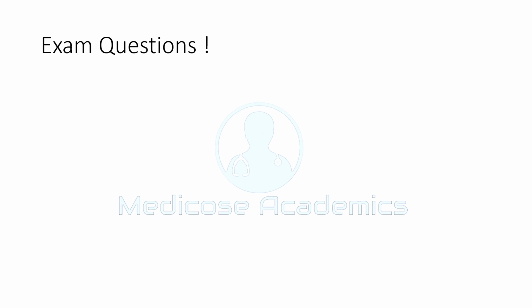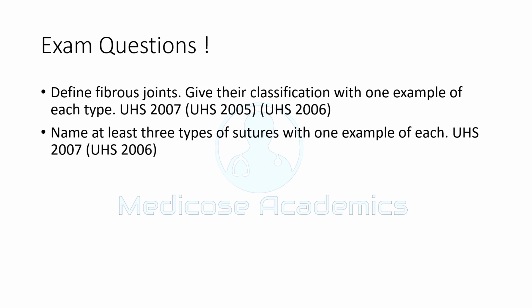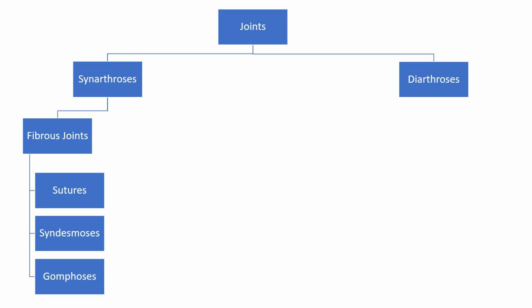So let's review the exam questions that have been asked regarding these topics. Define the fibrous joint. I hope you can define it now, and give their classification with one example of each type. It has been asked in consecutive years in UHS. Name at least three types of sutures with one example of each. I hope you can answer this question also now. So we are done with fibrous joint, a variety of the synarthrosis. Let's move on to the next variety.